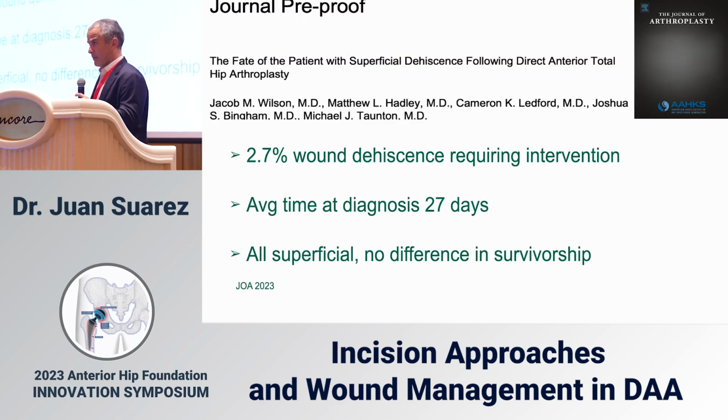And this is a paper out of the Mayo Group that's getting published this year. They had a 2.7% wound dehiscence rate requiring some sort of intervention. And just like my observation, the average time of diagnosis was 27 days, or 4 weeks. Luckily, they were all superficial, and there was no difference in survivorship at 5 years in their paper.